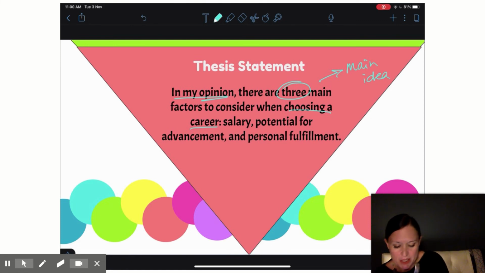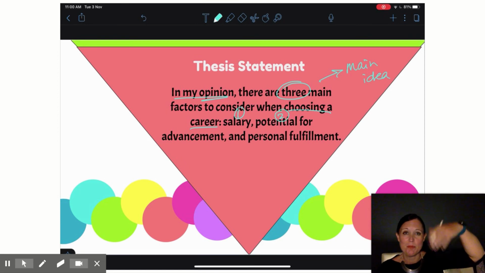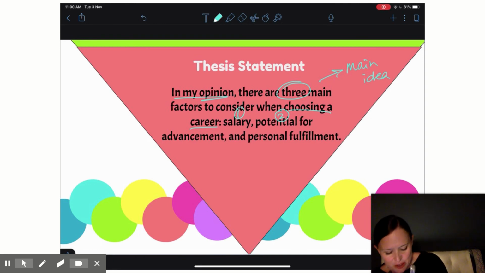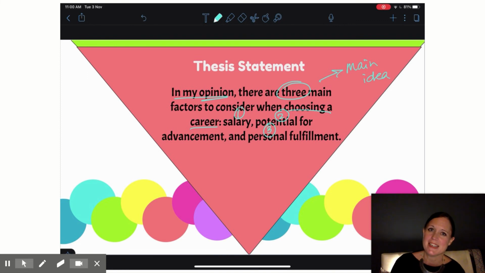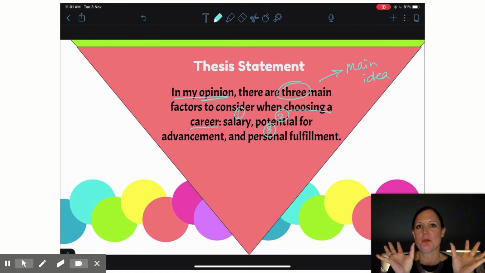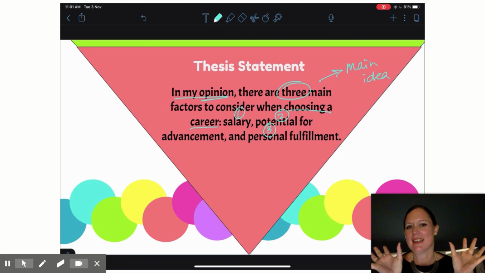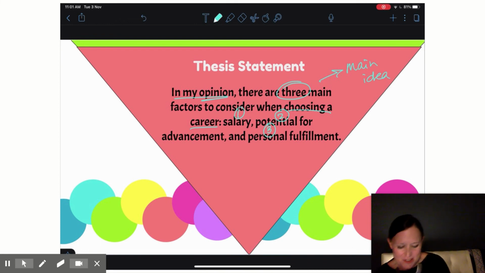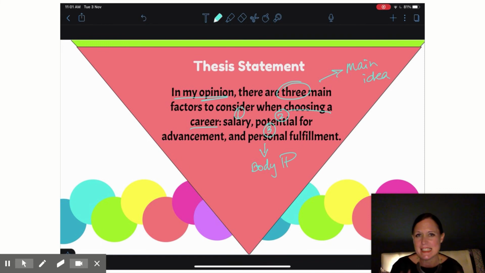And then I have my body paragraph 1, salary, money. Body paragraph 2, potential for advancement. Can I move to be a manager or a manager's manager or maybe the president? I don't know. And then 3, personal fulfillment. So how do I feel about the job? Does it make me happy? Do I get to see the bright eyes of young people light up when they learn how to use a preposition? Because that just warms my heart, right? So personal fulfillment. So again, these are my body paragraph main ideas.